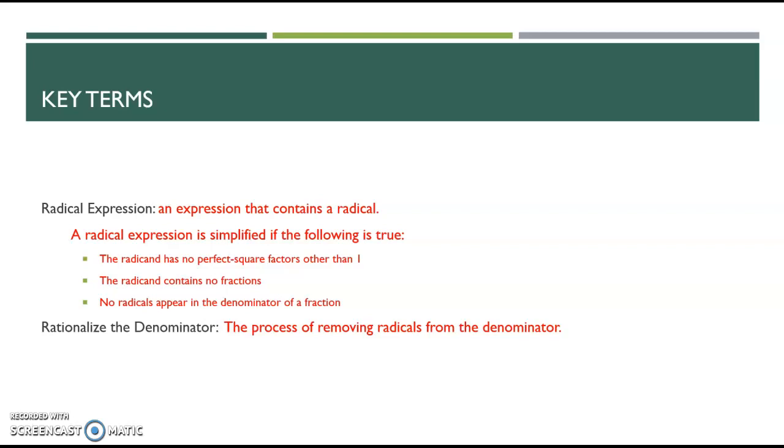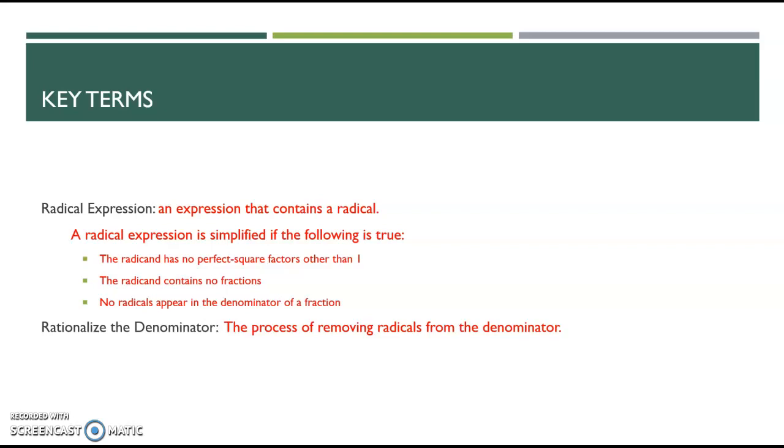A radical expression is simplified if the following is true. So we have three things in order to know that we have a simplified radical. Our radicand, that's the number inside, or actually not just the number, but everything inside my radical, that's called the radicand, has no perfect square factors other than 1. So, I can't divide the number by 4, 9, 16, all those perfect squares. They're not present in the radicand, which is the number inside.